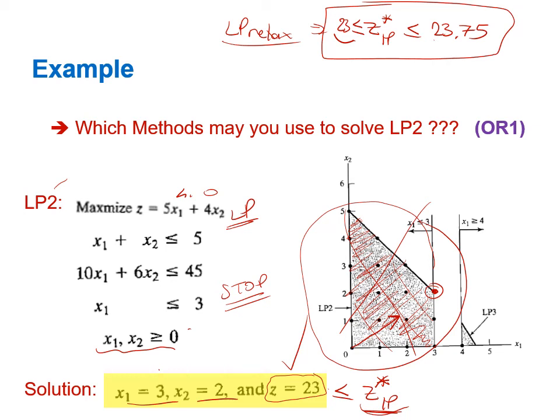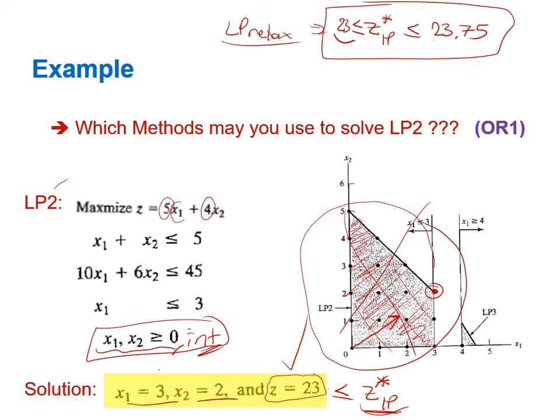Okay, now let's continue our observation. Let's have a look at this problem. In the original problem, x1 and x2 are restricted to be integers, right? They can take only integer values. And now look at the objective function coefficients of x1 and x2. Both of them are integers.